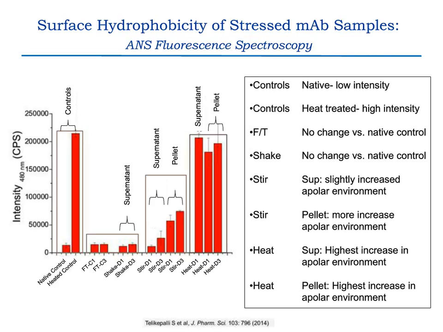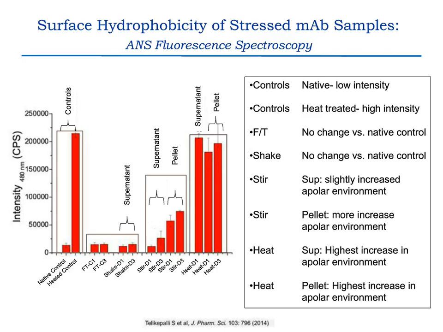And then we again examine our stressed samples, both supernates and pellets of the particles, and we can see that they vary in their intensity of interaction with the dye, showing increases in the apolar environment. Most likely this is due to either structural alteration of protein in the particles and/or complexes of aggregate.